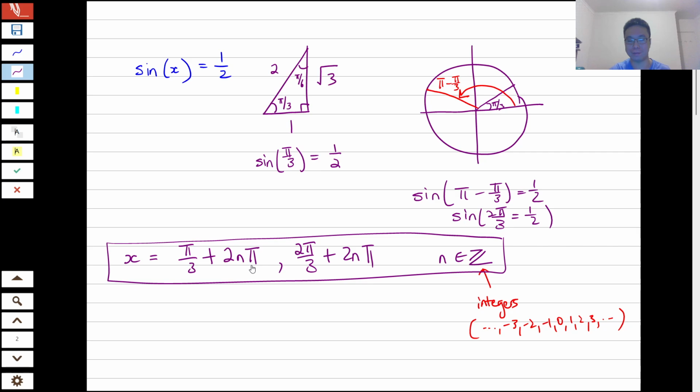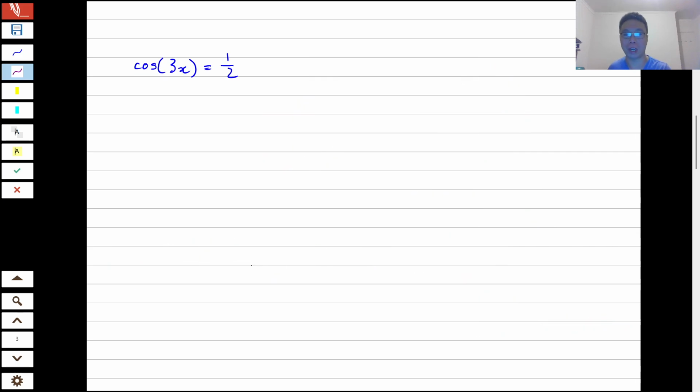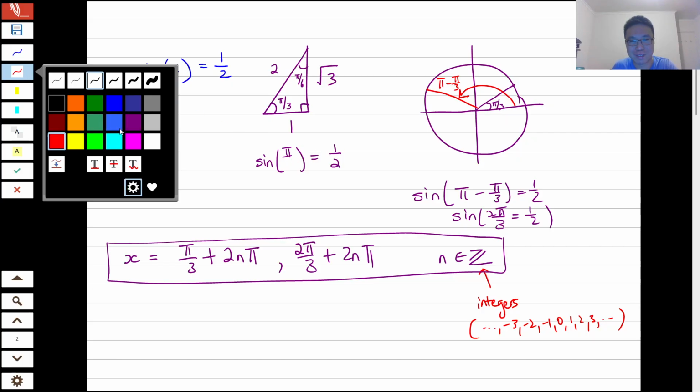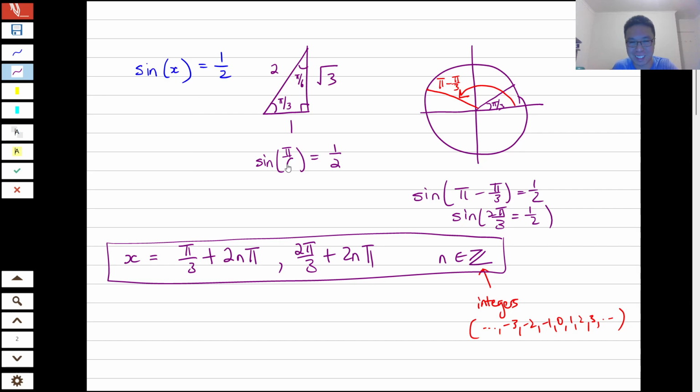Okay, let's do another one. This time we're going to consider cosine of 3x equals a half. So again, I'll draw my trusty triangle. You'll memorize this eventually, simply by the fact that you've done it so many times. So, I've just realized I've done this wrong, because sine of pi on 6 is a half. Apologies. Even when you draw the triangle, you can get it wrong.